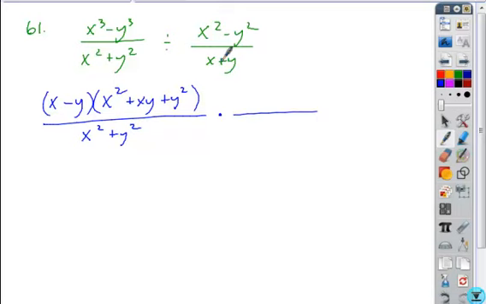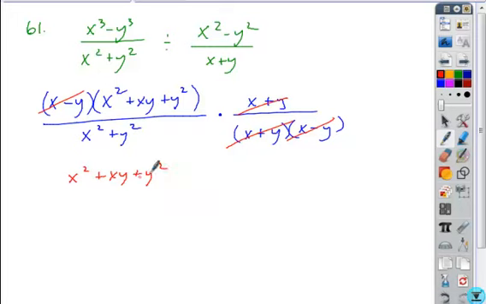And then in my second fraction, I'm going to go ahead and invert and multiply this. So the x plus y that started in the denominator gets moved up. And then in the numerator, this set of terms, x squared minus y squared, gets moved to the denominator, and it factors into the sum and difference of those terms. And so now we can look to cancel any common factors, and the result gives us our simplified fraction.